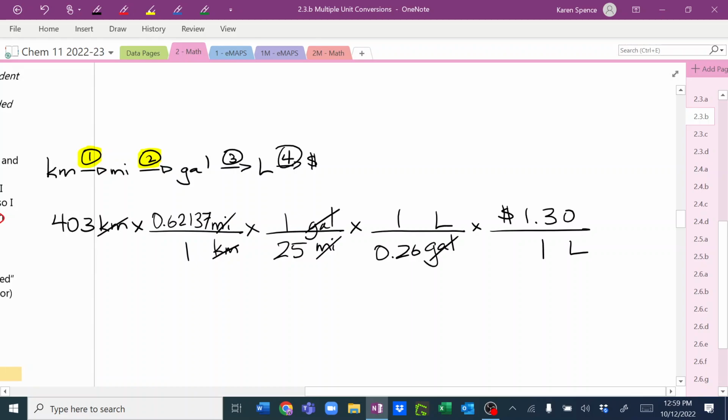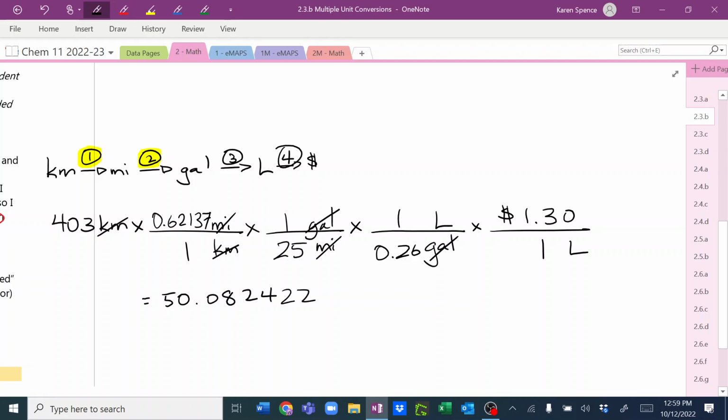So we have 403 times 0.62137 divided by 25 divided by 0.26 times 1.3 equals, and we get, calculator spits this out, 50.02422. There we go. You do not need to write that entire number down. I'm just showing you what the calculator spat out, yes?